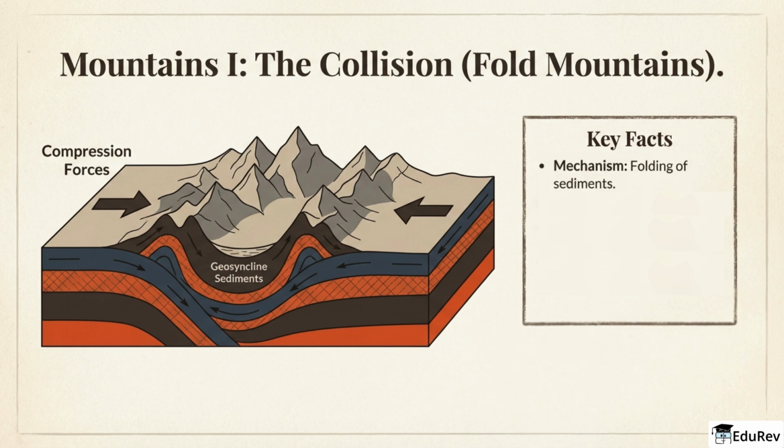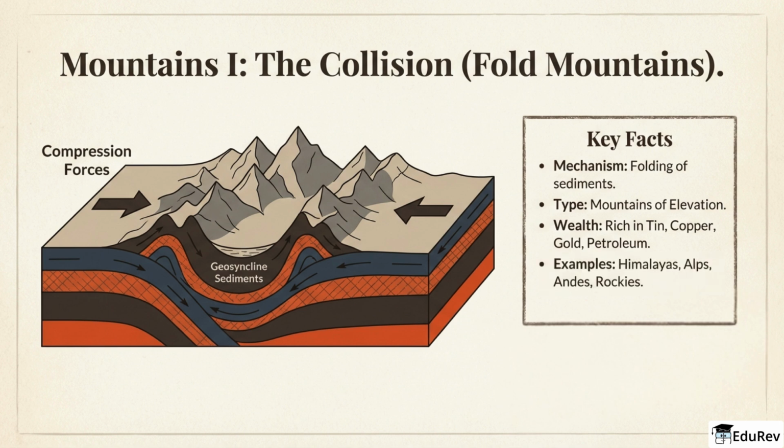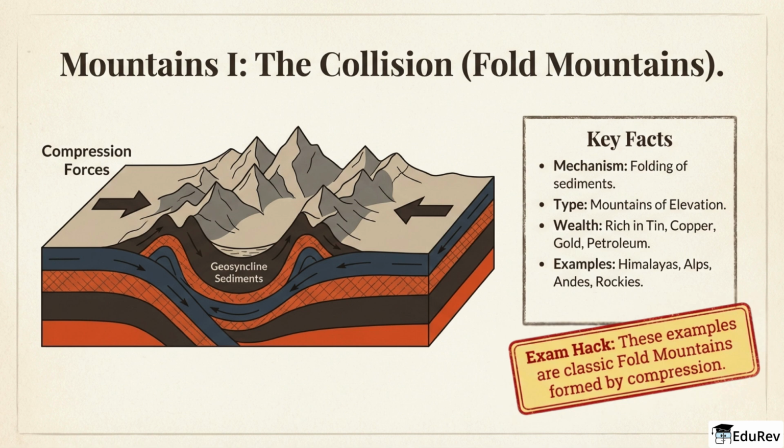Mechanism: folding of sediments. Type: mountains of elevation. Wealth: rich in tin, copper, gold, petroleum. Examples: Himalayas, Alps, Andes, Rockies. And the exam hack is direct. These examples are classic fold mountains formed by compression.